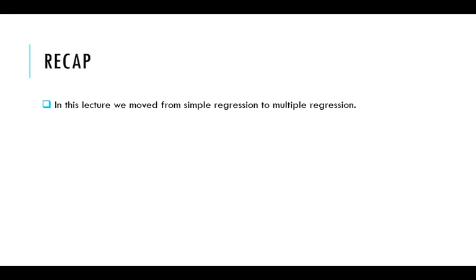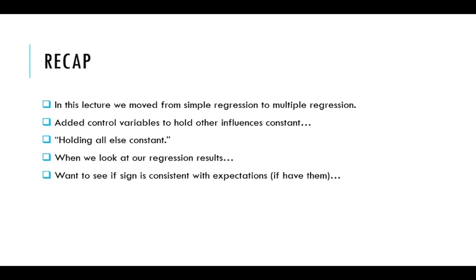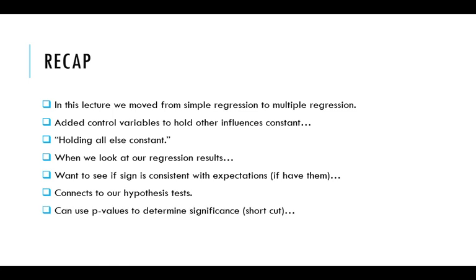So, guys, in this lecture, we moved from simple regression to multiple regression, and we added control variables to hold other influences constant, so holding all else constant. When we look at our regression results, we want to see if the sign is consistent with expectations, right? If we don't have expectations, then we're running two-tailed tests. So remember, this connects to our hypothesis test, one-tailed versus two-tailed test.